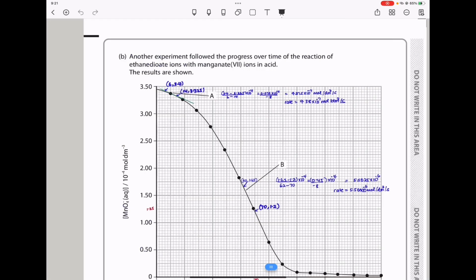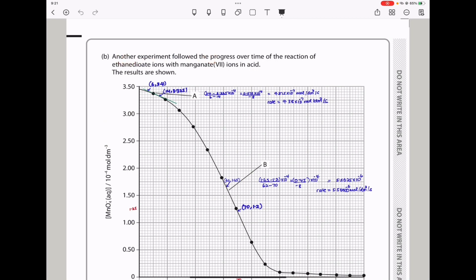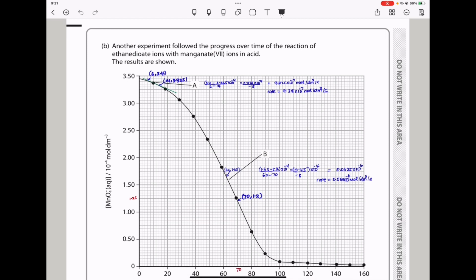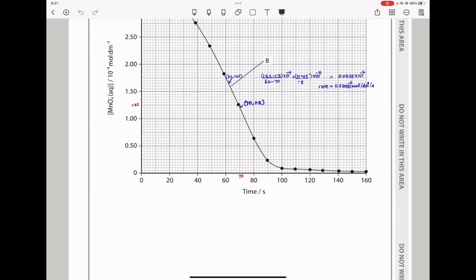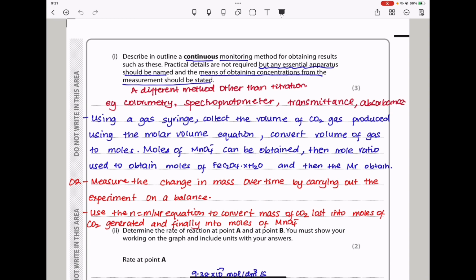So let's continue on. Here they say another experiment followed the reaction of ethandioate ions with manganate 7 ions in acid, and the results are shown. So here we have the graph. And again, ignore I use some of this part for my calculations for the questions that are coming up. So when we move on here, they say, describe in outline a continuous monitoring method for obtaining results such as these. Practical details are not required, but any essential apparatus should be named, and the means of obtaining concentrations from the measurement should be stated.